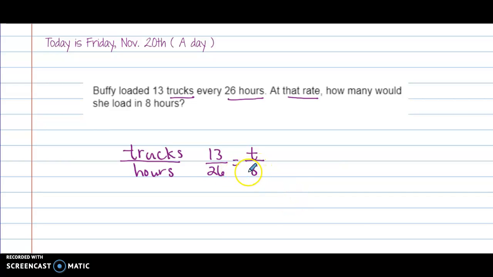And so if you're a person who's been knowing, oh, this number times this gives me this, 26 is not a multiple of 8, so we wouldn't have a whole number here. So this is when the cross product strategy really comes in handy. 8 times 13 divided by the lonely guy of 26.